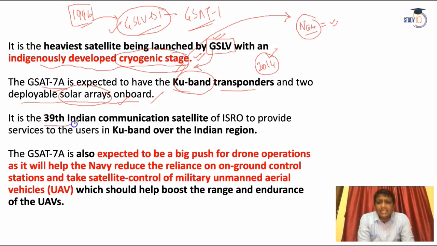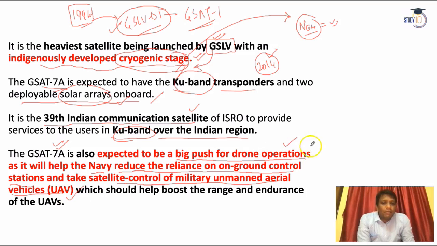Next one, guys, the 39th Indian communication satellite. It is equipped with the Ku band, and that will cover the Indian regions. GSAT 7A is also expected to be a big push for drone operations, and it will be very helpful to the Navy and reduce the reliance on ground control stations, because GSAT 7A will take satellite control of military unmanned aerial vehicles. Okay, so unmanned vehicles means drone-type applications. Okay, this GSAT 7A will be very helpful to you.